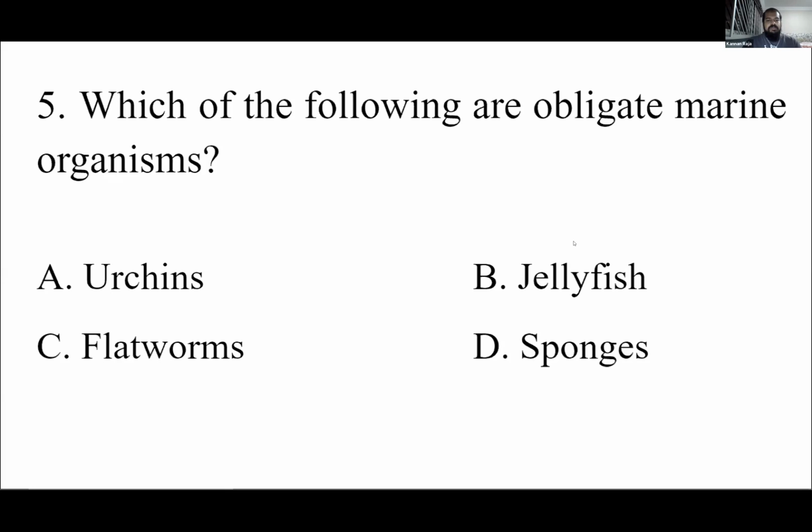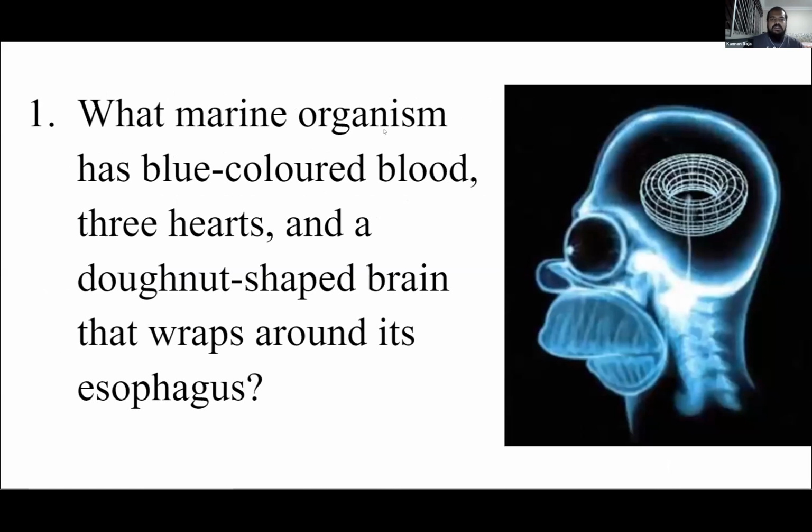Ivan wants to repeat question one. Why not? There we go. Blue blood, three hearts, donut brain around its throat. What animal am I talking about?